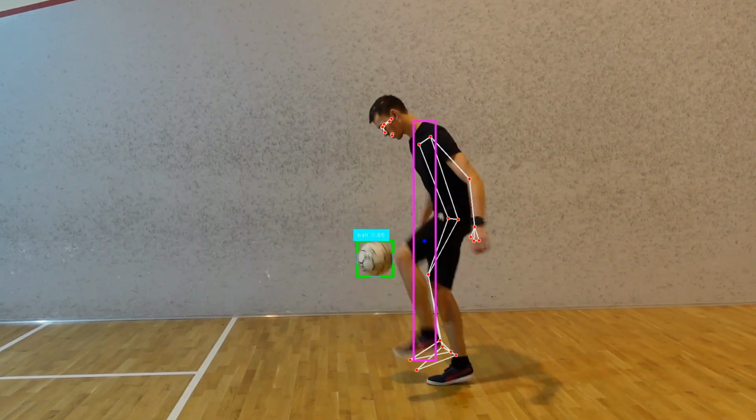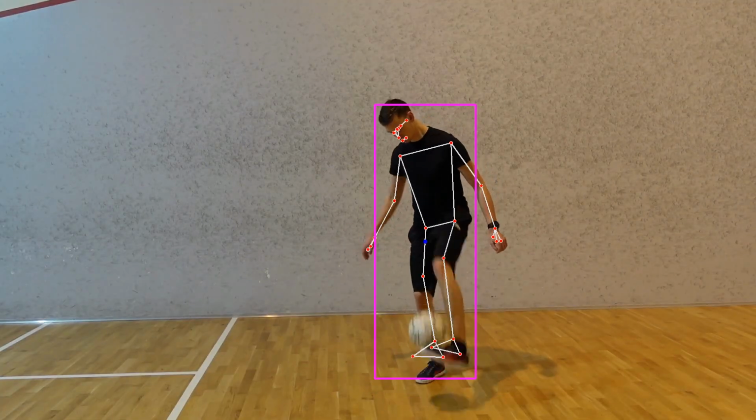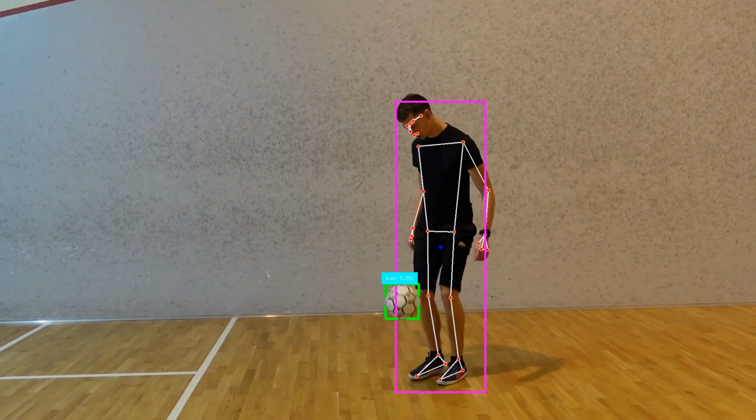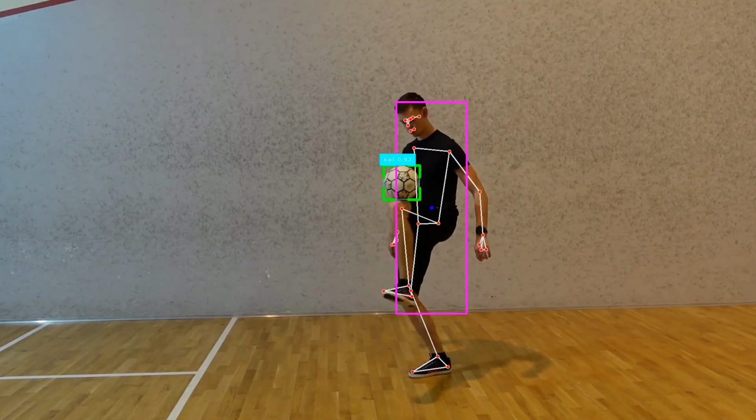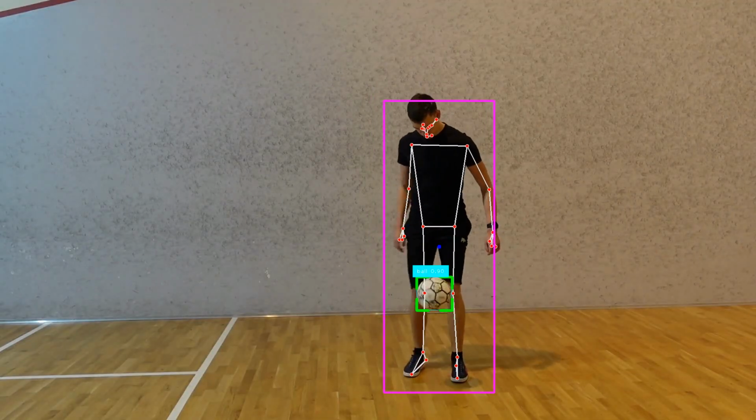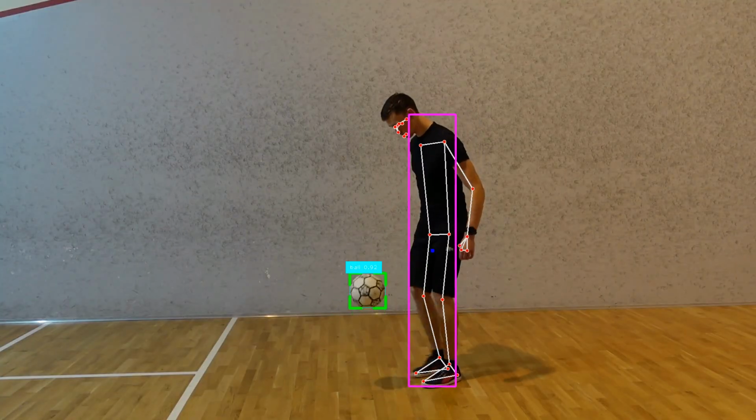Let's start with object detection. Object detection allows a computer to look at an image or a video frame and answer three questions at the same time. What am I looking at? Where is it? And how big is it? In this project, the only object I care about is the football.